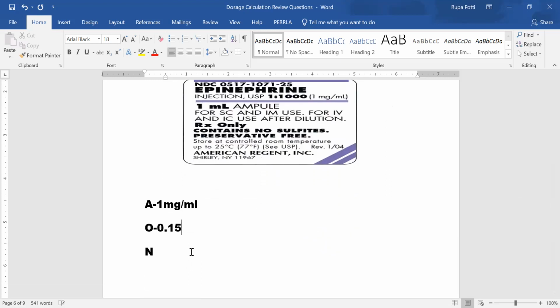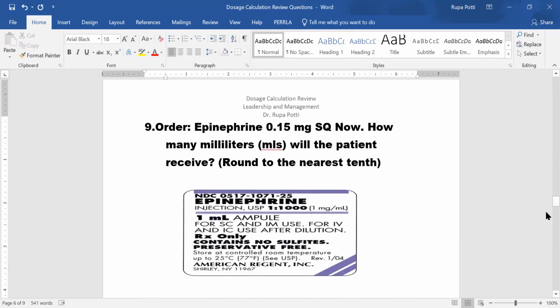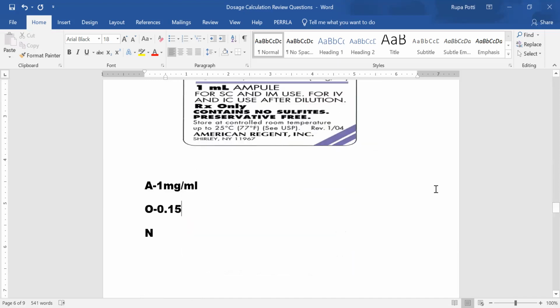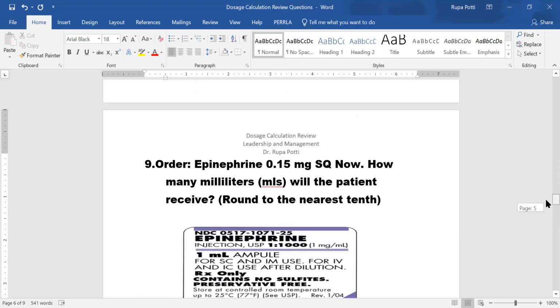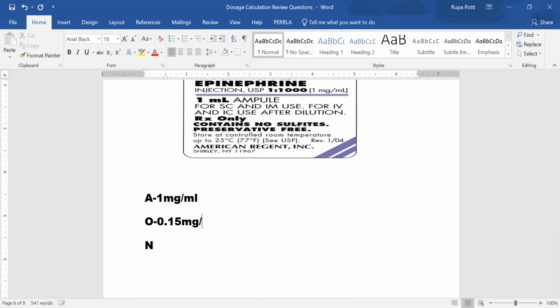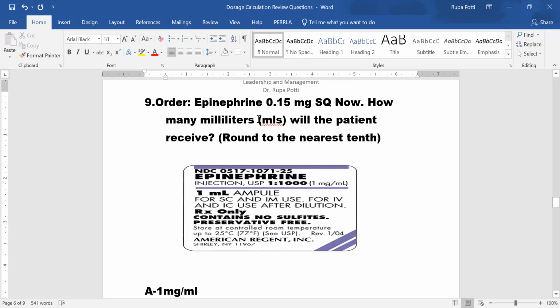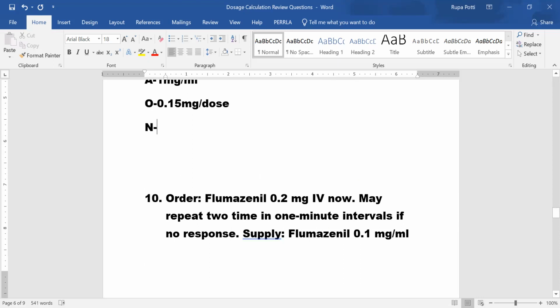So 0.5, sorry, 0.5 milligrams. So you'll be having that in milligrams, and our inference is per dose. So you'll be giving 0.5 milligrams per dose. And what is it that you need? That means what is it that you need to draw up? As you look here, it says how many ml you're going to give. So what you need is how many ml will you draw up per dose. That is what it is.